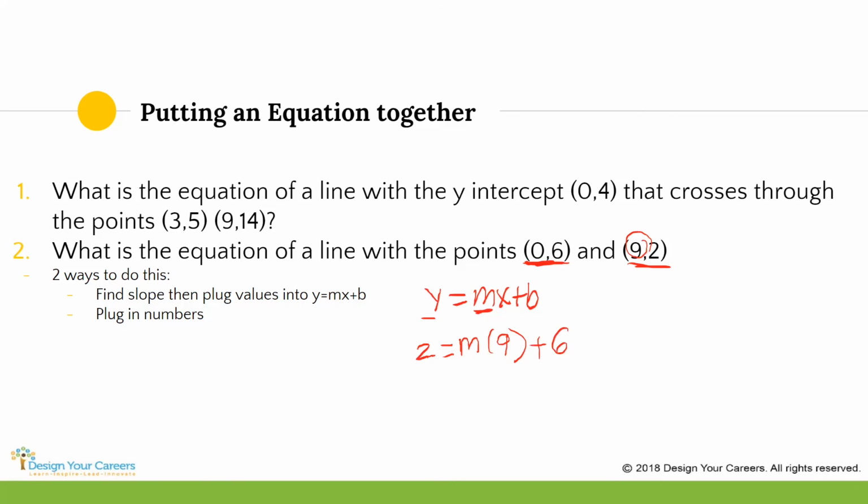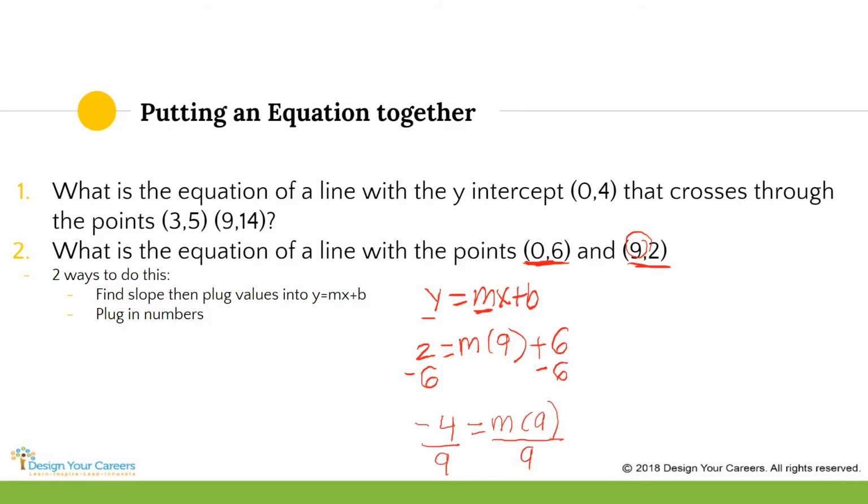I don't want to divide just yet, and it's just basic algebra at this point. So the first thing I'm going to do is subtract 6 from both sides, because what you do to one side, you have to do to the other. 2 minus 6 gives us negative 4 is equal to m times 9. Our last step would be to divide by 9 just to find that m value.